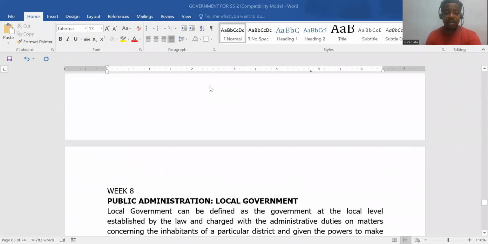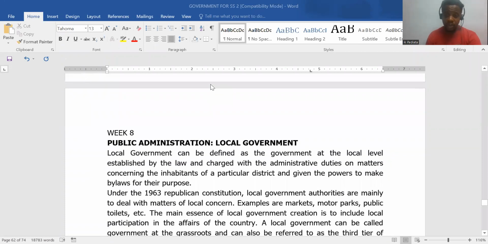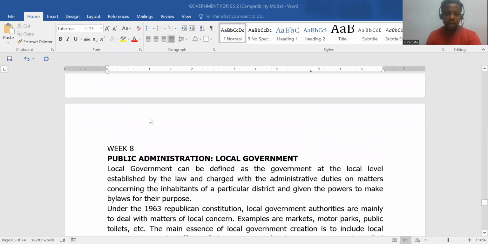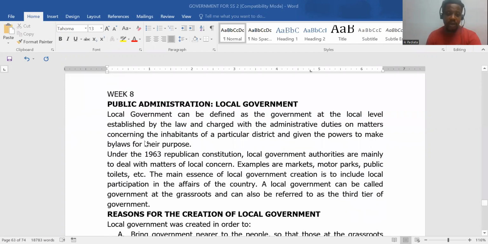So in the last segment of public administration, we are looking at the local governments. We have the federal government, the state government, and the local governments, right? So let's see what we're going to look at.